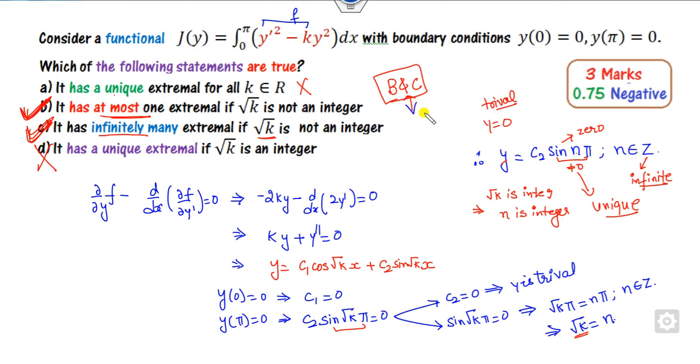So remember that whenever there is a question on functionals, you always start with this one and try to simplify it in a simple manner.